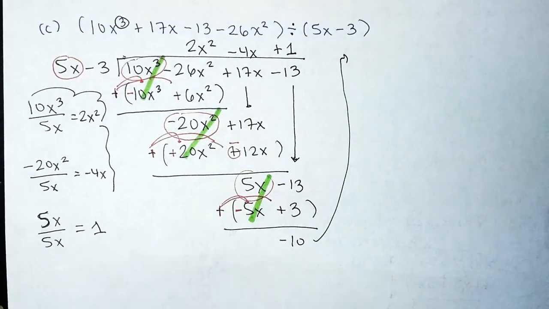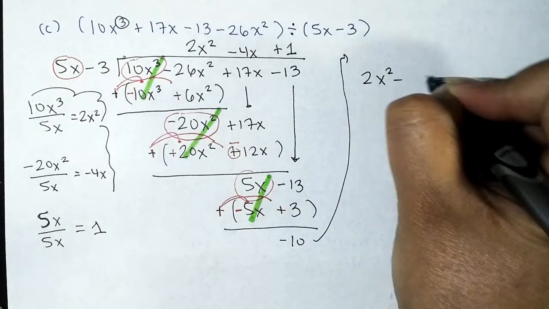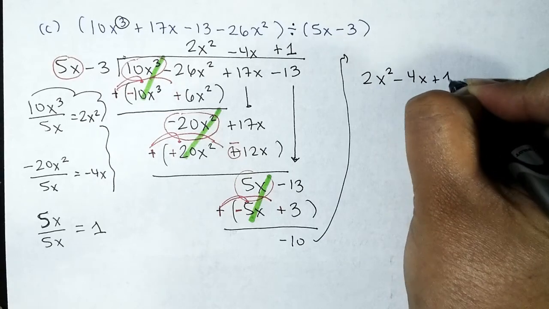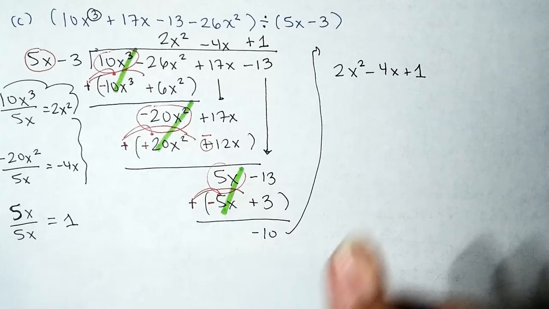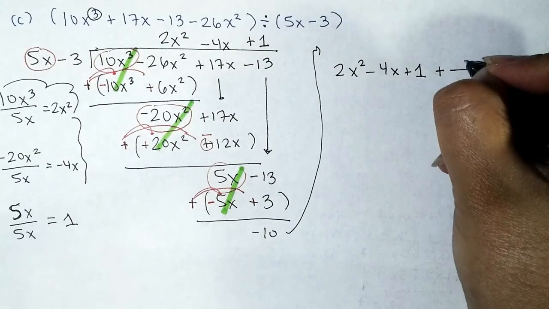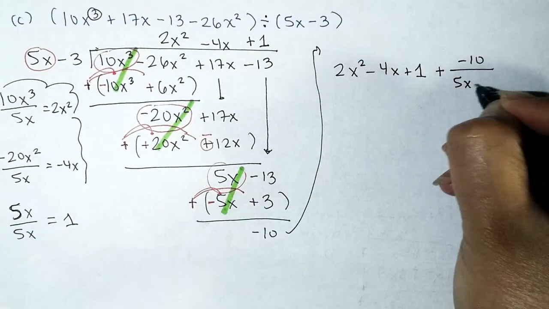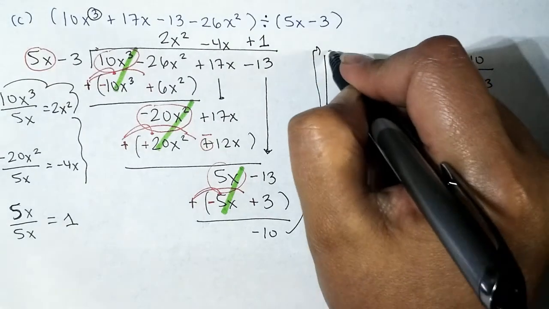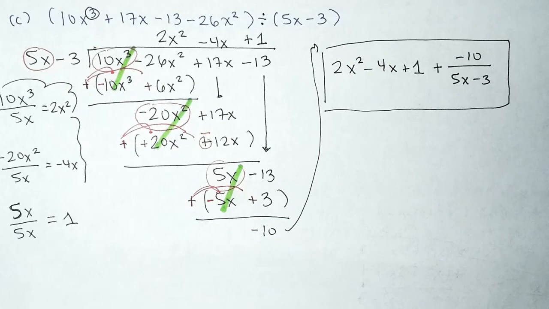The answer is 2x squared minus 4x plus 1. But if we have a remainder, then we need to write the remainder as a fraction. So let me put plus and then a fraction bar. The remainder is -10, and we divide it by 5x minus 3. So we're going to write the remainder as -10 over 5x minus 3.